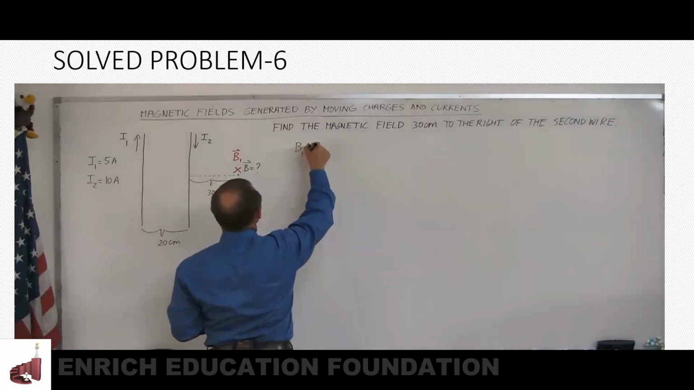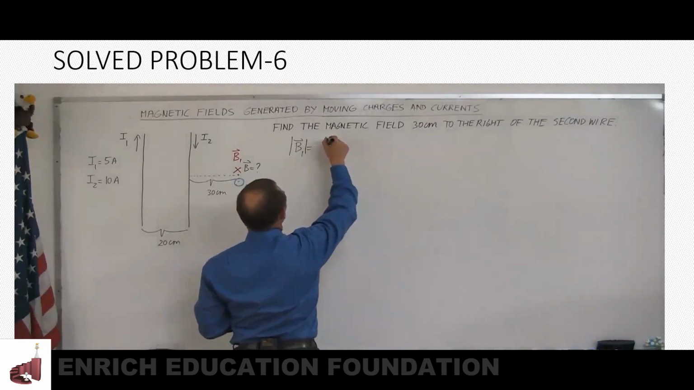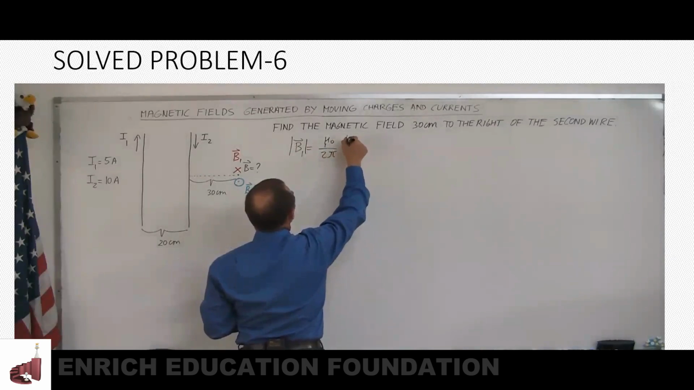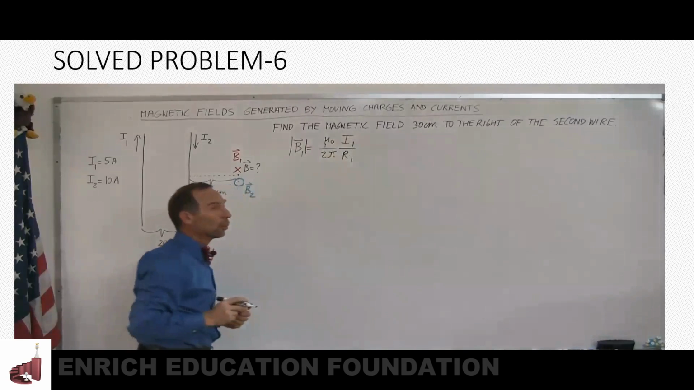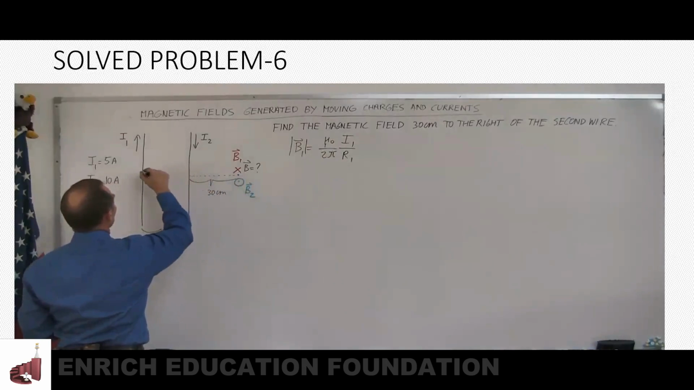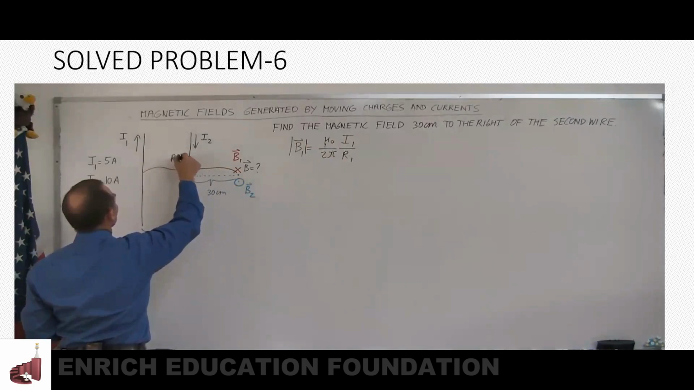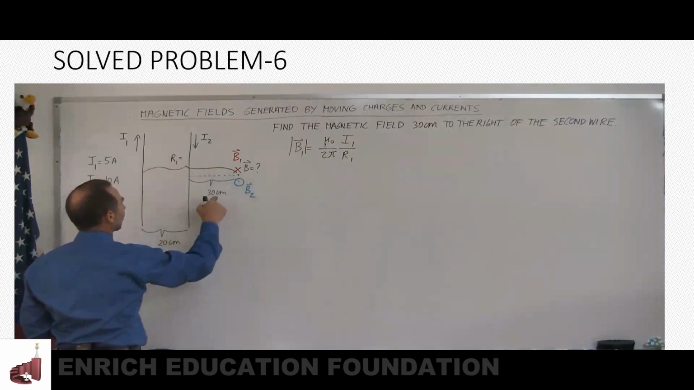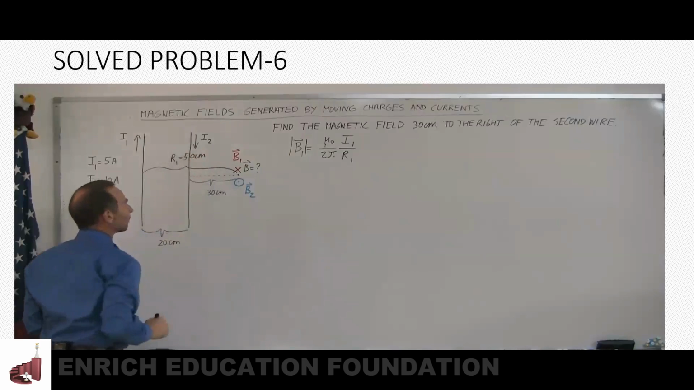So B1 is equal to, we're looking for the magnitude of B1, and the equation is mu sub naught divided by 2 pi times the strength of the current divided by the distance away from the wire. Now, this point right here is this far away from wire number 1. We call this distance R1, and that's going to be 20 centimeters plus 30 centimeters, or 50 centimeters.